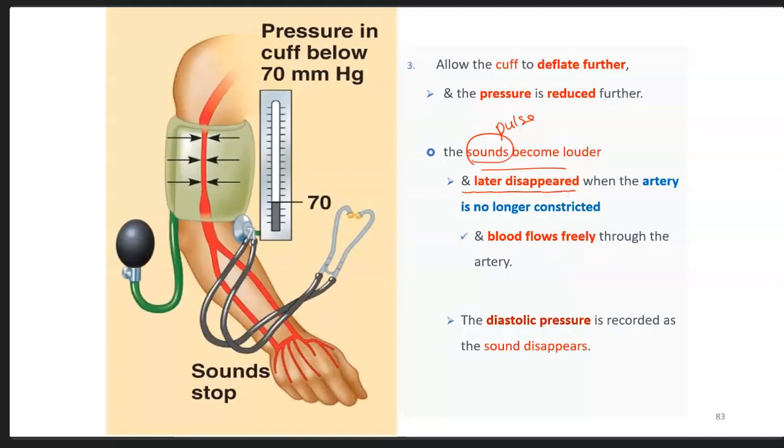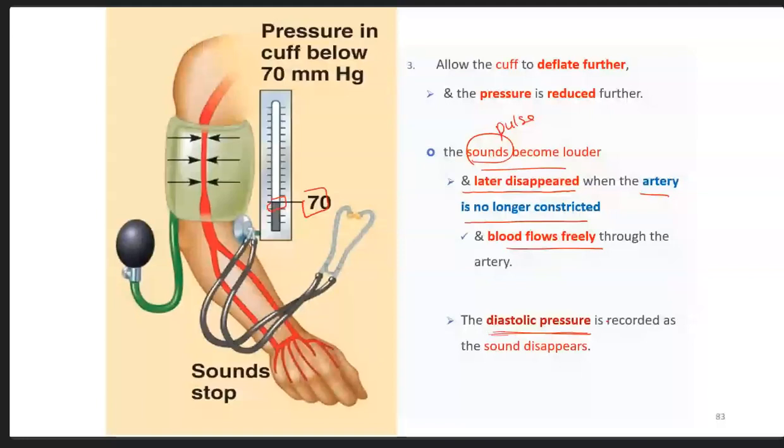Tadi saya cakap 90 kan. Tadi 90 untuk yang hypertension semalam. Sorry. So the point that you cannot hear any more of the pulse rate, of the pulse sound, is the diastolic pressure. Is the measurement for the diastolic pressure.